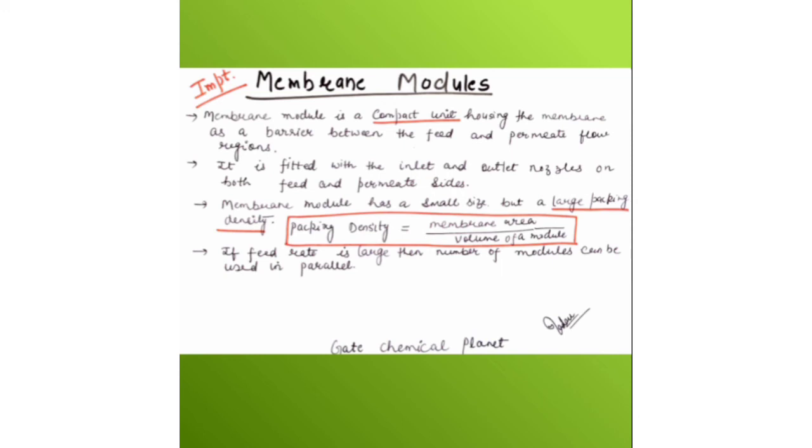A membrane module has a small size but a large packing density. And what is the packing density? The packing density equals the membrane area per unit volume of module. So this is the formula of packing density. If the feed rate is large, then a number of modules can be used in parallel. If the feed flow rate is very high, then a large number of modules can be used in parallel.